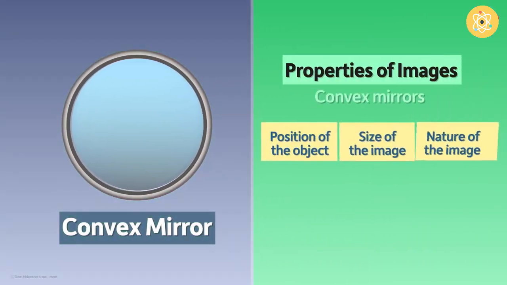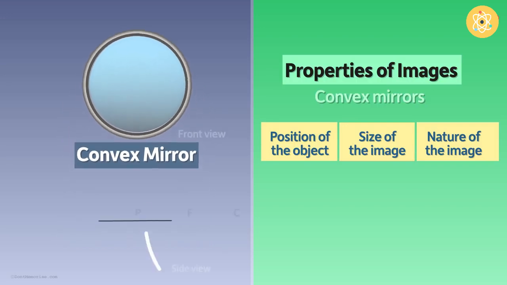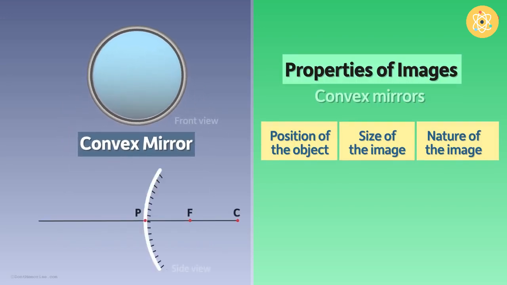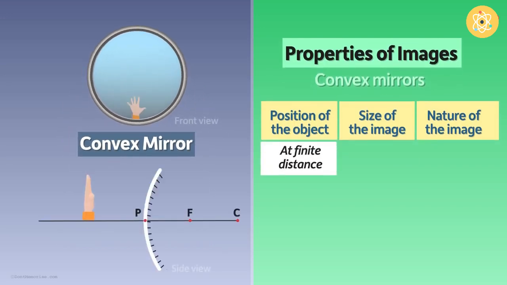We will draw a table on the right just like we did for a concave mirror. Here is a convex mirror. Suppose an object is kept at a finite distance away from it. Look carefully at its image formed. Can you orally tell me the properties of the image by just looking at it? First of all, we conclude that the image is smaller in size compared to the object. This is very clear. The image is diminished.